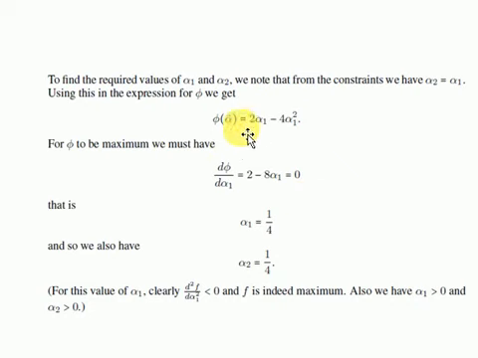That is, we take the first derivative, that makes it 2 minus 2 into 4 alpha 1, that will be 2 minus 8 alpha 1, and equate it to 0. When we solve this, we get alpha 1 as 1 by 4, and we already have alpha 2 equal to alpha 1, so that makes alpha 2 equal to 1 by 4. Okay, so for this value of alpha, we can find that the second derivative will be less than 0, or the function phi will be maximized.